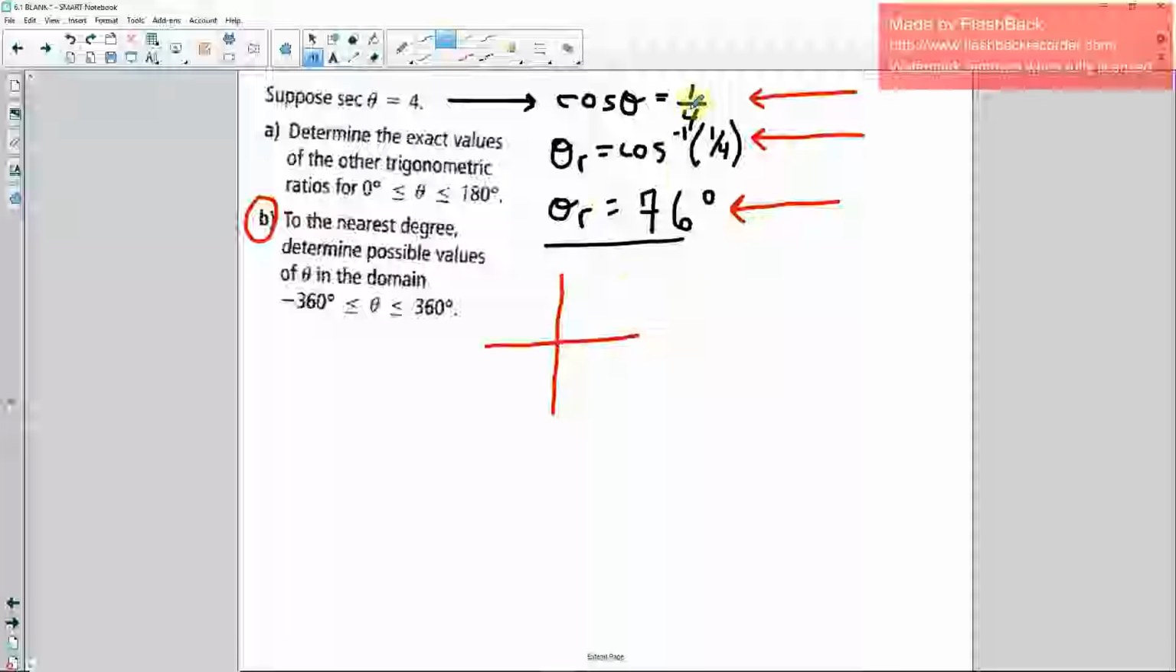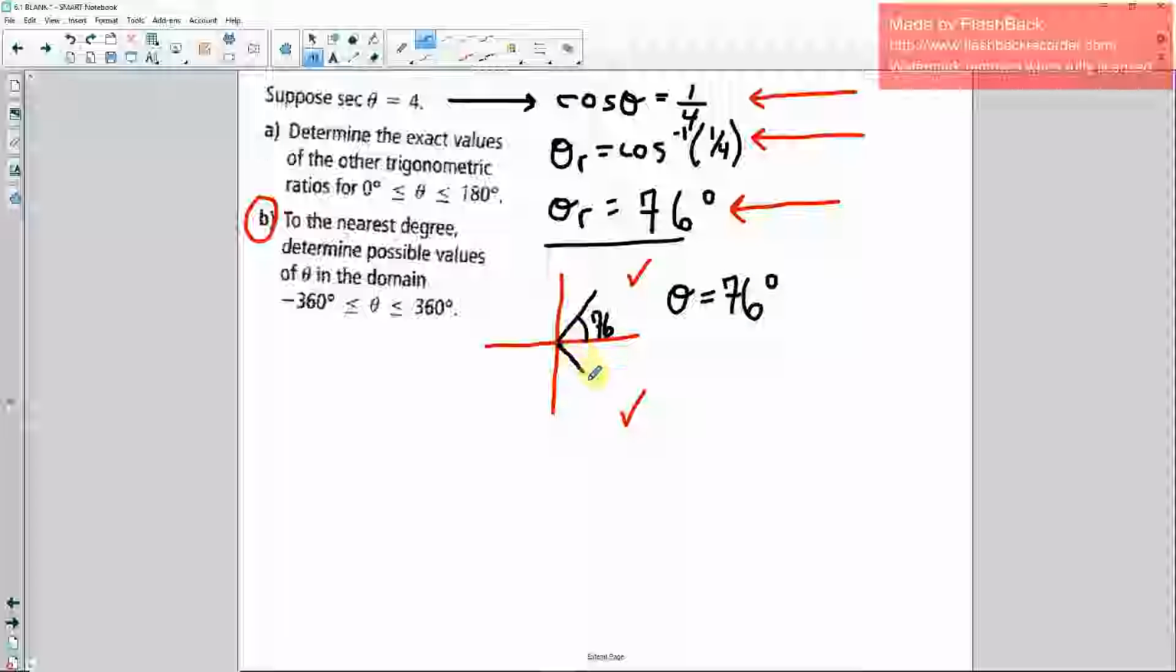Okay, and you need to ask yourself, where is cos theta positive? That's going to be quadrant 1 and quadrant 4. Remember, you're just looking for where x values are positive. So in quadrant 1, when you draw your little diagram, here's my angle of 76 degrees. In quadrant 1, the answer is the reference angle, and that is always the case in quadrant 1.